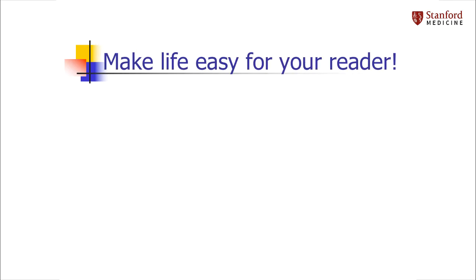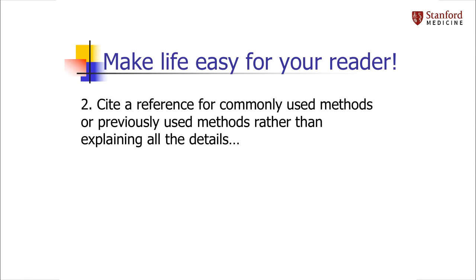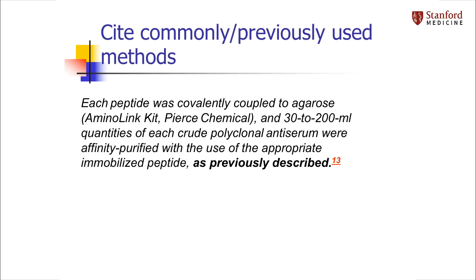Another way to make life easy for your reader is, for commonly used methods or methods you've already described in a previous paper, you could refer the reader to those references rather than going into all the details. This works especially well if you can assume that most of your readership is already familiar with the method. It may help the reader to not have to weed through a large number of experimental details that are already well documented elsewhere. And what would this look like in the paper?